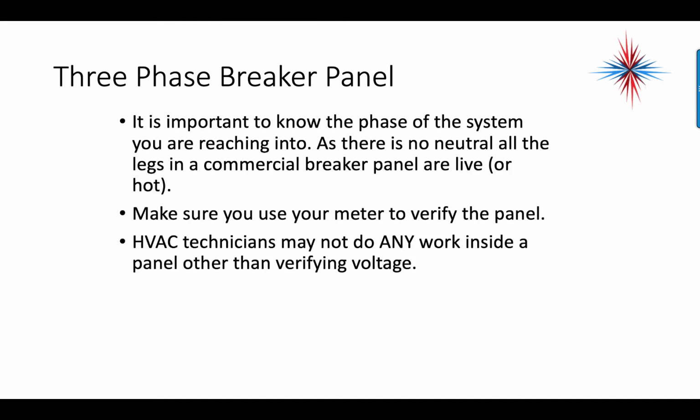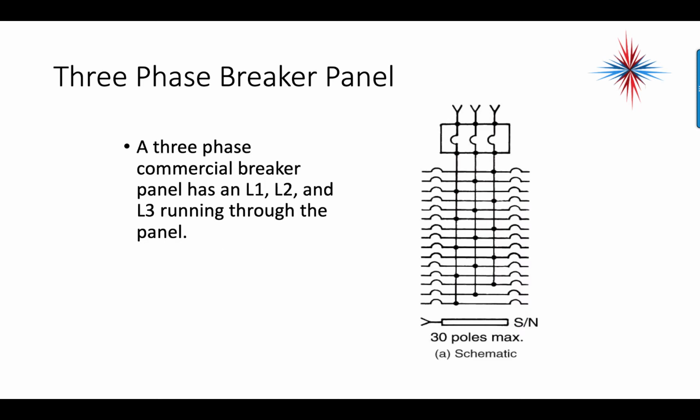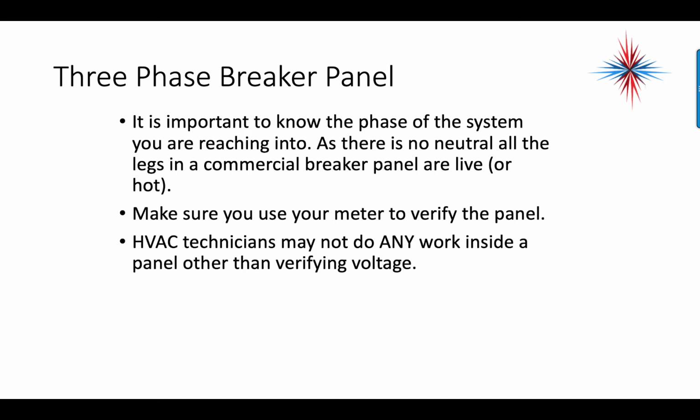It's important to know the phase of the system you're reaching into. As there's no neutral, all of the legs in a commercial breaker panel are live or hot. Now again, we do have a ground here at the bottom. We can talk more about this as we move forward, or we talked about it in the last video. We have a ground here. But you got to be very careful in a commercial panel. You do not touch this leg and come close to this leg. We can actually generate an arc that is extremely dangerous. Make sure you use your meter to verify the panel.